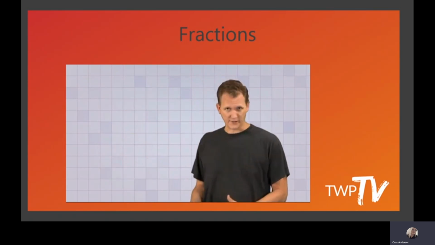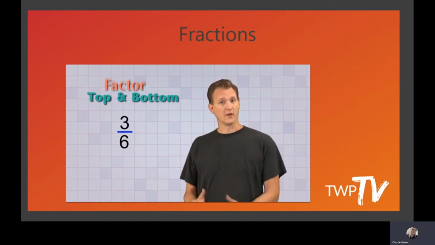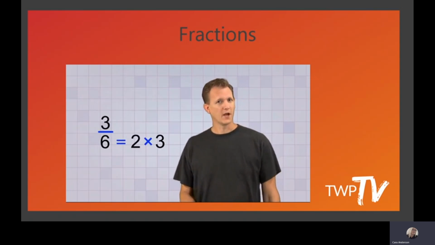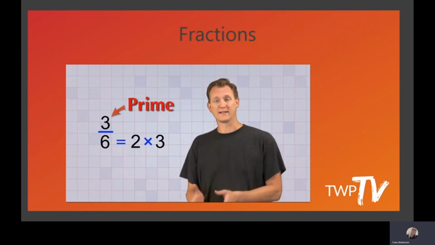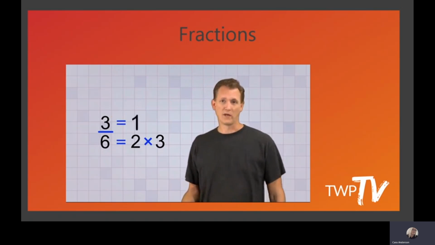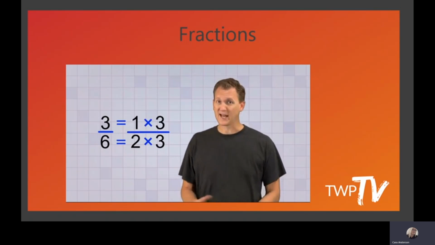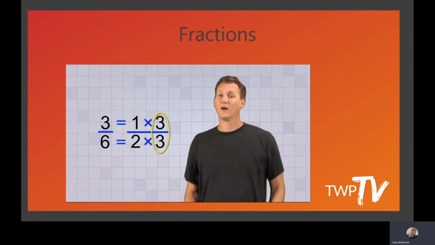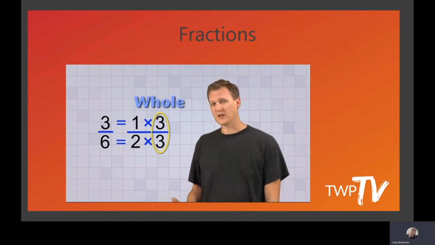Let's take our complicated fraction, 3/6, and factor both the top and bottom numbers. Now, the bottom number 6 can be factored into 2 times 3. The top number, 3, is a prime number. Its only factors are 1 and itself. So we can write that as 1 times 3. There, we've rewritten our fraction using factoring, and now it kind of looks like 2 fractions being multiplied together. 1/2 times 3/3.